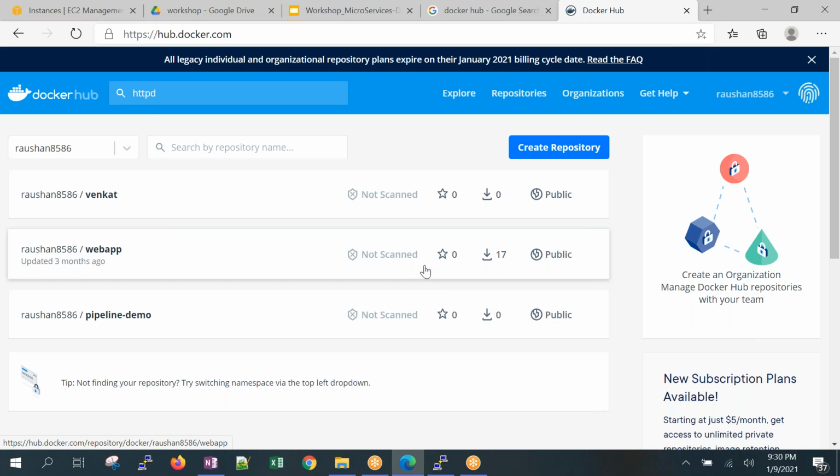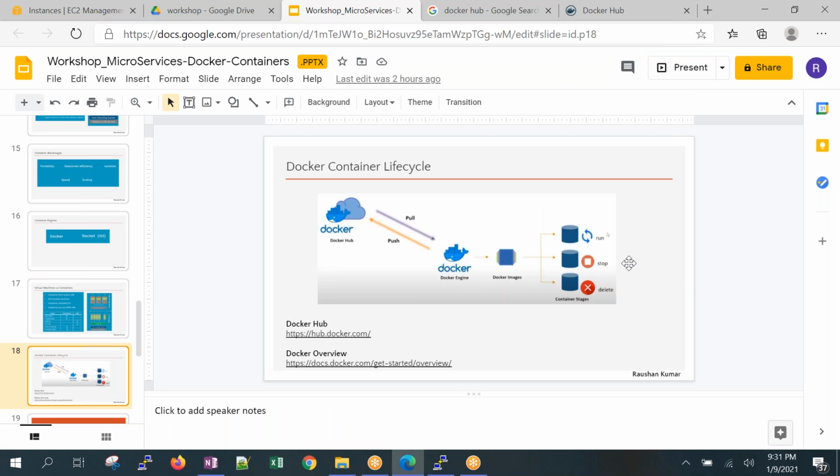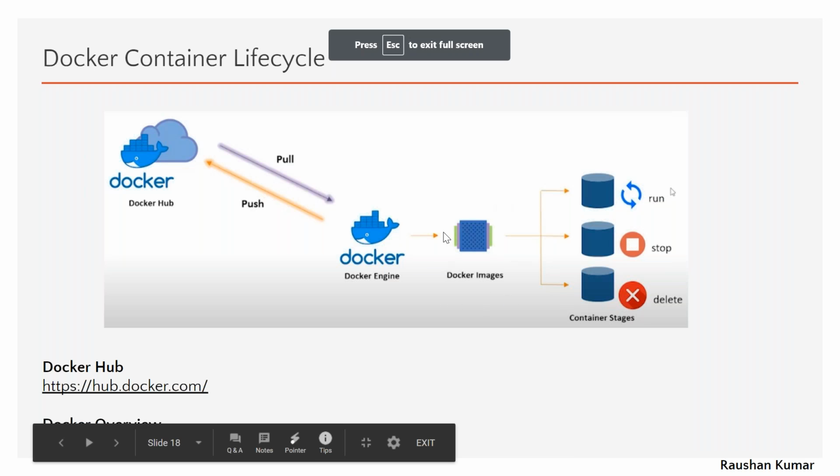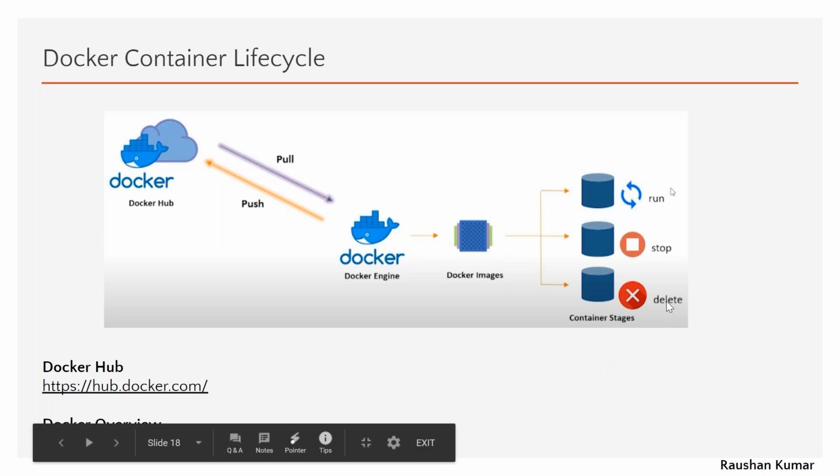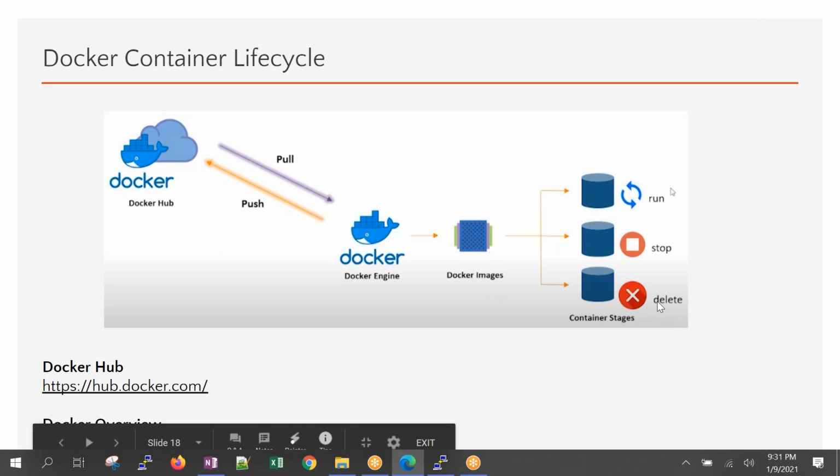Okay. So that's what I was trying to explain to you, that once I have the Docker image, I can run that Docker image to create a container. I can stop the container. I can simply type Docker stop container ID. It will stop the container. I can delete the container also. There are a lot of activities I can do.